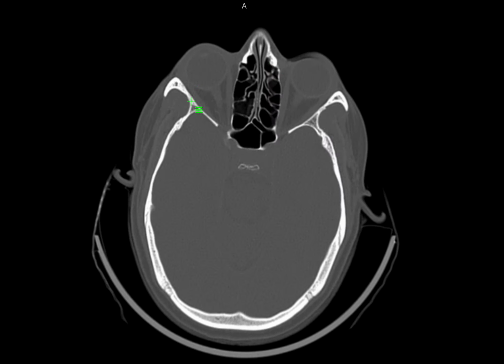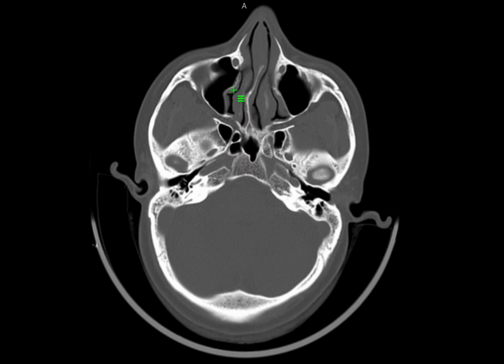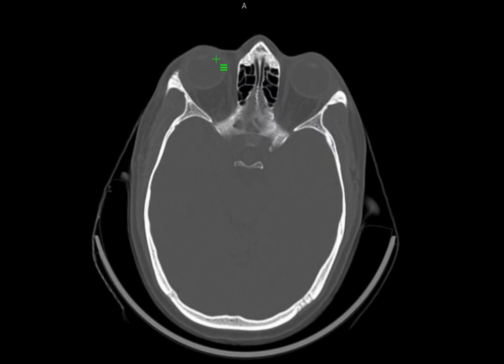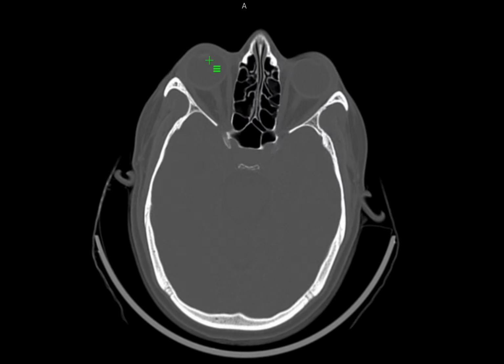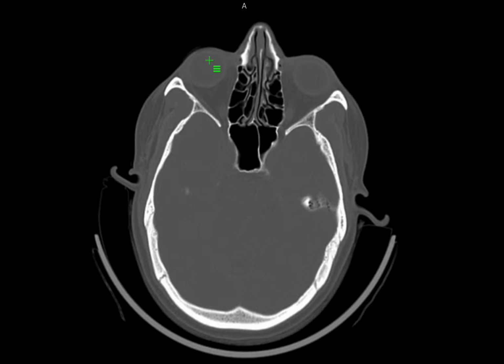And then these are the walls of the orbit. So there's the lateral wall, this is the lamina papyracea, this is the medial wall. And then once you come down, this is the inferior wall. When you come up, this is the superior wall of the orbit. Look for any orbital fractures.